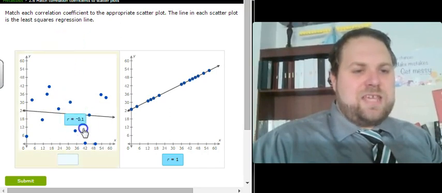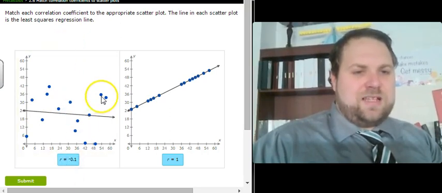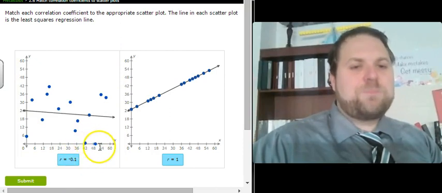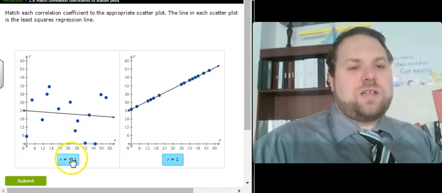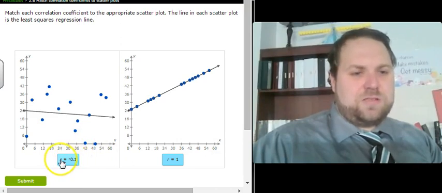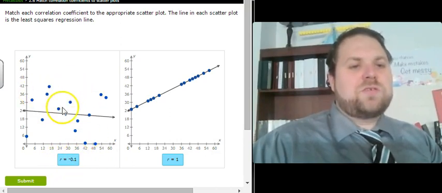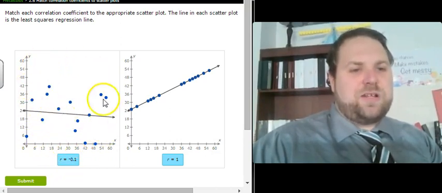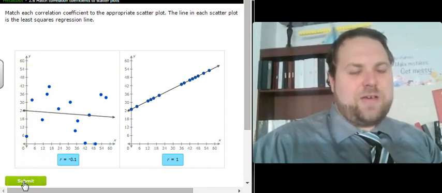And so we would say, because these don't match up to the line very well at all, that this has a correlation of -0.01. Interestingly enough, a correlation of 0, so r equals 0, would mean there's no correlation and these dots are spread out completely randomly throughout.